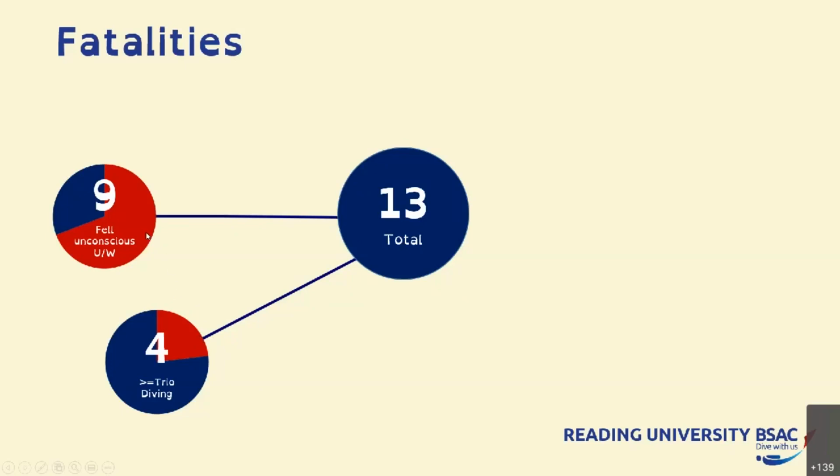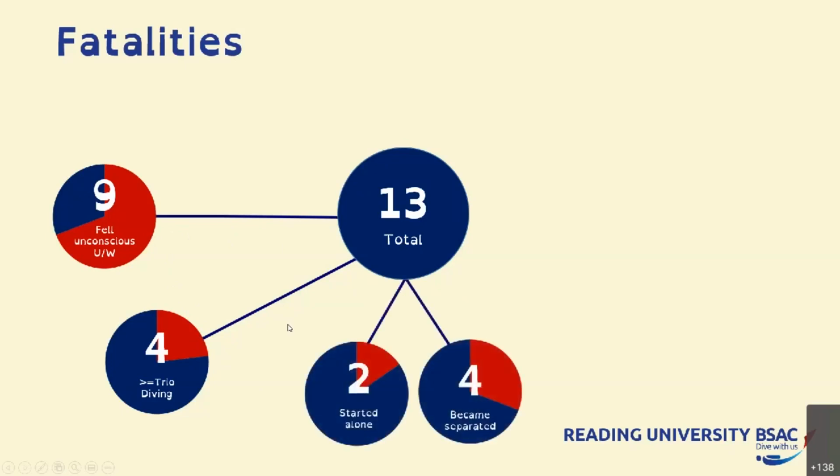Separation, like I say, those 9 people fell unconscious underwater and didn't survive. Now, of those 13 total, 2 of them started alone. So we can say possibly that 2 of those 9, we don't know, but 2 people started out alone. And also 4 people became separated. Now, are those 4 the same 4 that were diving in trios? We don't know, but there's a correlation between the 2, and there's a link, and I would be surprised if there wasn't an overlap between those 2.